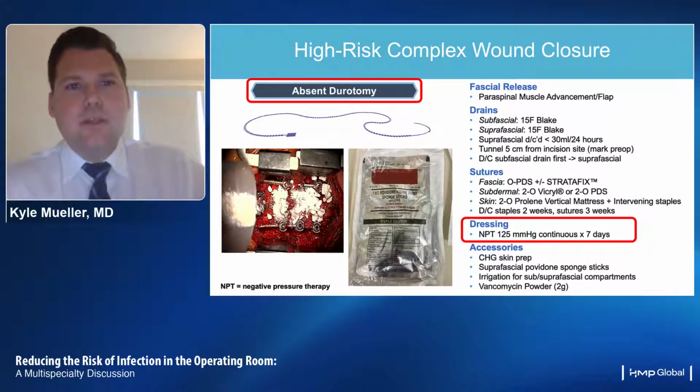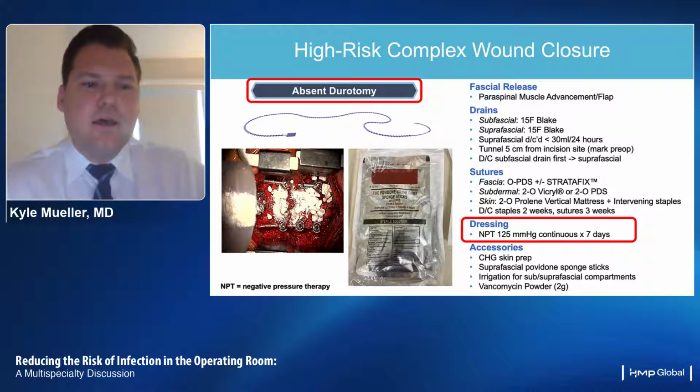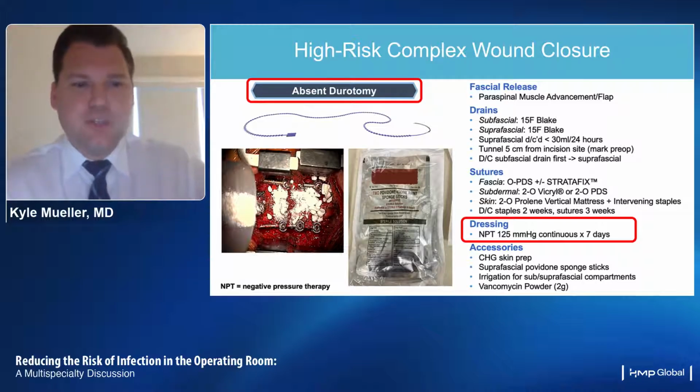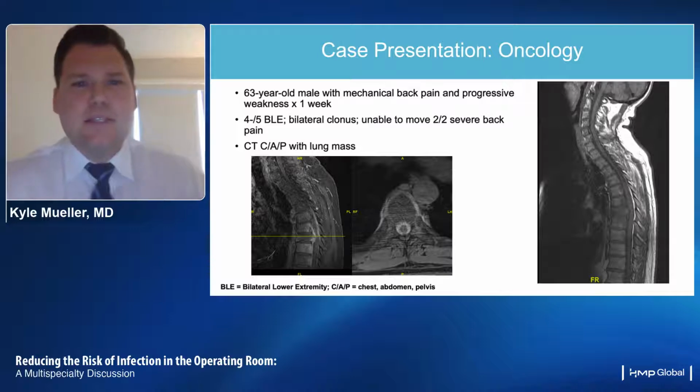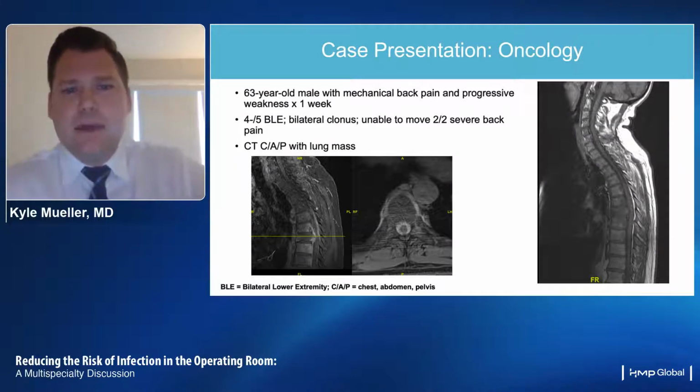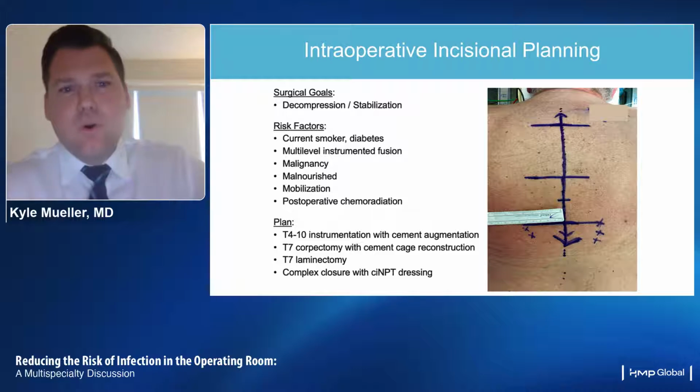And so what you'll get is the development of a complex wound closure pathway that incorporates many evidence-based strategies in a given patient to reduce that risk. What this may look like is a 63-year-old patient who presented with back pain and was found to have a metastatic lesion to the spine. Our surgical goal would be to decompress and stabilize them.